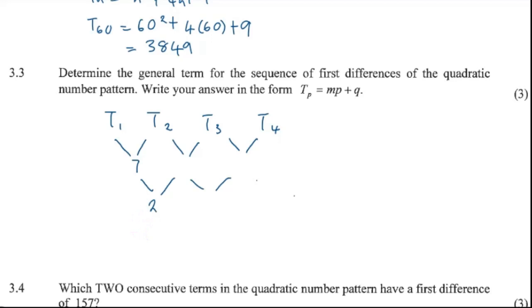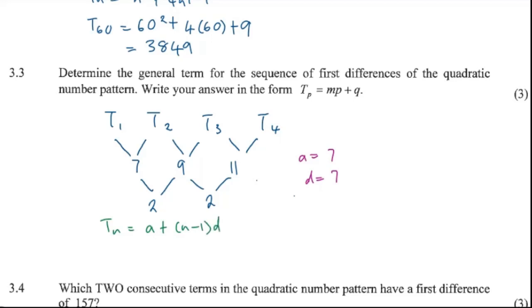So 7 plus 2 will give us 9, plus 2 will give us 11. So as you can see, this is an arithmetic sequence, with the first term a being 7 and the common difference being 2. So now we're just going to bring in our arithmetic sequence formula, the one that we talked about in my previous video.